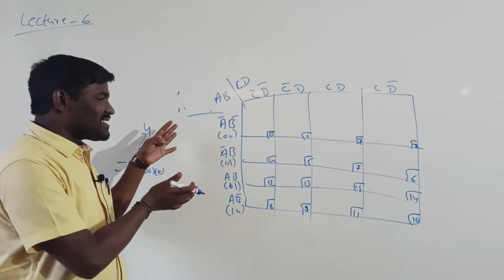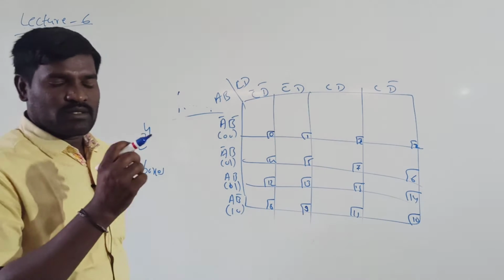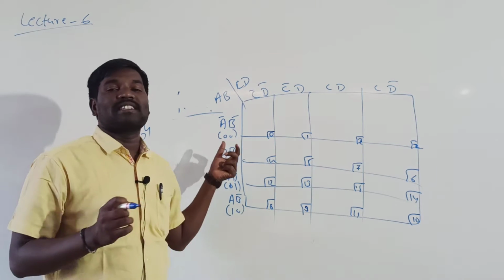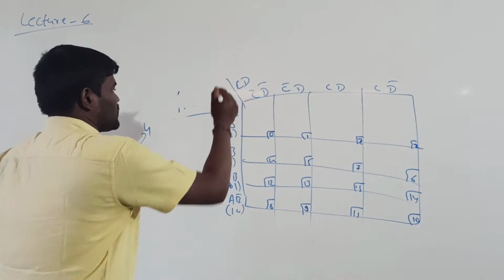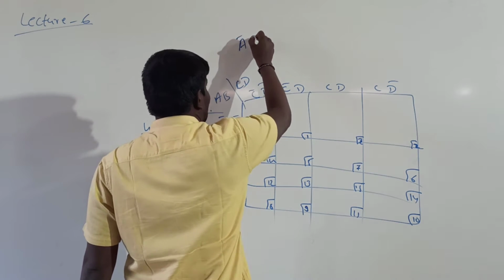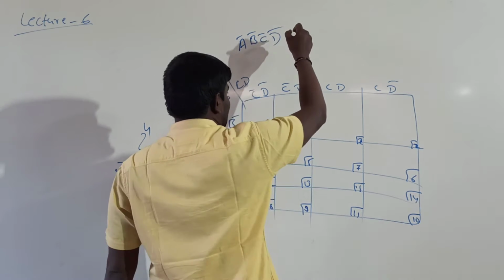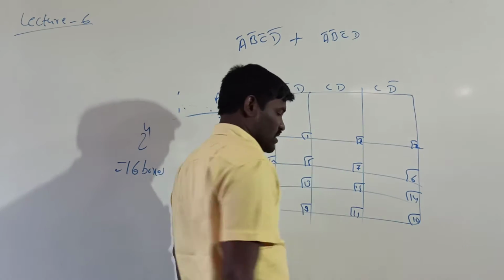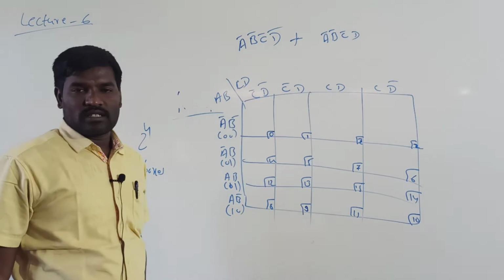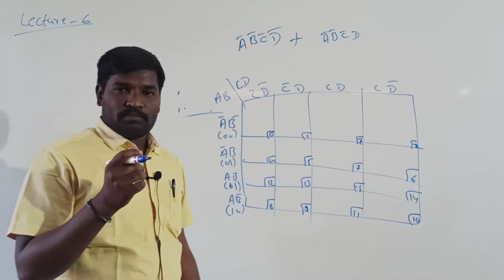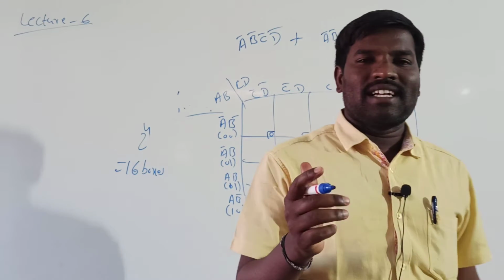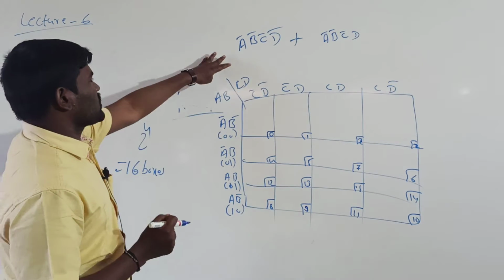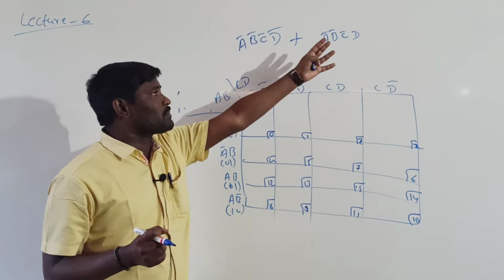Okay, so after drawing the K-map, the next step is, whatever the question is given, first we identify the value of each position. For example, I write the question like A bar, B bar, C bar, D bar plus A bar, B bar, C bar, D. So this is the given question. The problem is to reduce or simplify the Boolean expression using the K-map. The given question is A bar, B bar, C bar, D bar plus A bar, B bar, C bar, D.